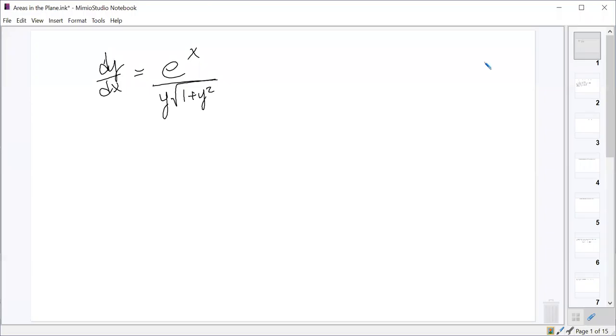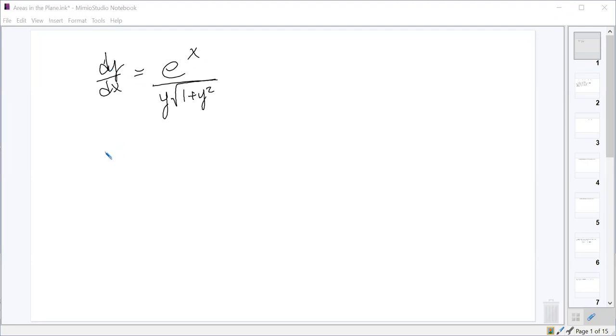All right, so we've got a differential equation, dy/dx equals e to the x over y root 1 plus y squared. If we're looking at that, we should recognize right away that it's a separable differential equation, because it's got one function in terms of x, e to the x, and another function in terms of y, which is the 1 over y root 1 plus y squared. So we'll separate the variables, which means we're going to bring the y root 1 plus y squared to the left. So I'm going to multiply by that.